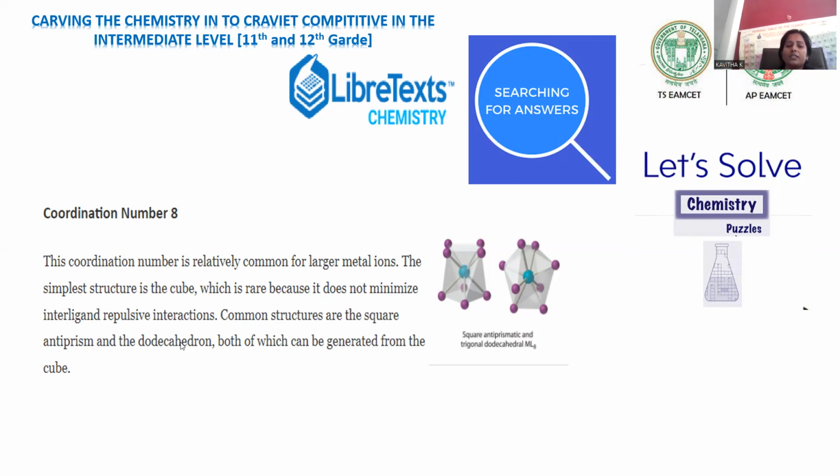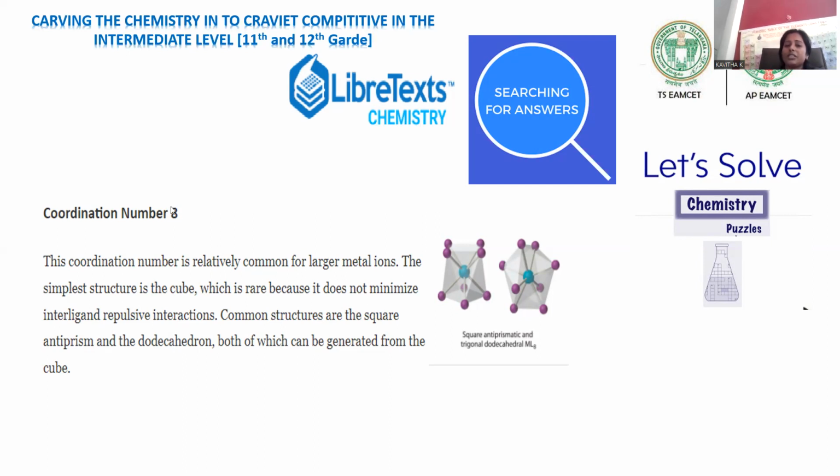Common structures are the square antiprism. Square antiprism is commonly observed for coordination number 8, and dodecahedron is also possible, both of which can be generated from the cube. So the cube is actually possible for coordination number 8, but in that cubic form they are not staying in the stable form. That's the reason why they will adopt some kind of modifications.